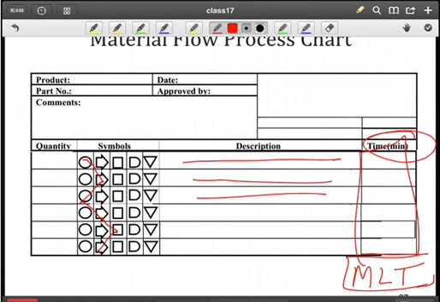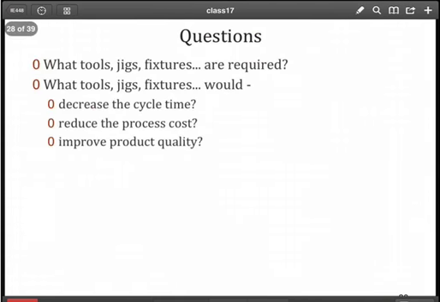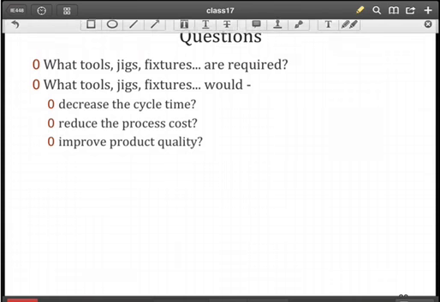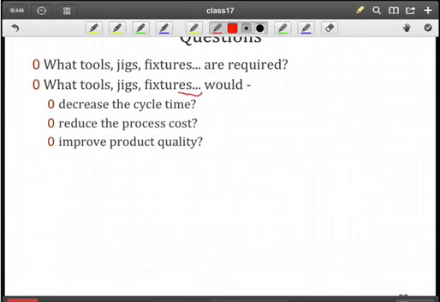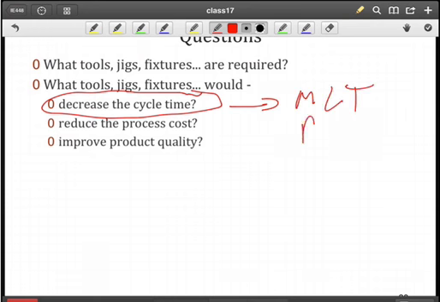Now that we have a material flow process chart, that becomes the basis of all the elements that we need to put into our system in terms of workstations, in terms of storage systems, and material handling systems. So then you begin to ask the questions related to our process planning. If I look at those operations, what tools, jigs, and fixtures are required in order to make that operation successful? And you have to consider simultaneously what would help you decrease your cycle time and therefore make your system more responsive, because that will affect your manufacturing lead time as well as your production rate.